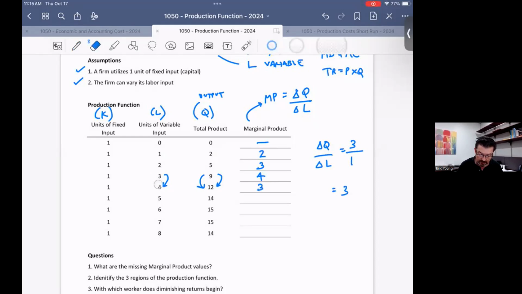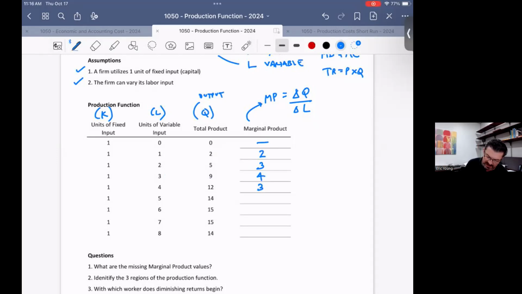And this is really important, and I'll explain why in a bit. But for now, let's just fill in the rest of these. And you can pause the video and do them on your own. But by following our formula, the change in quantity divided by the change in labor, delta Q divided by delta L, we would see that it goes to 1.